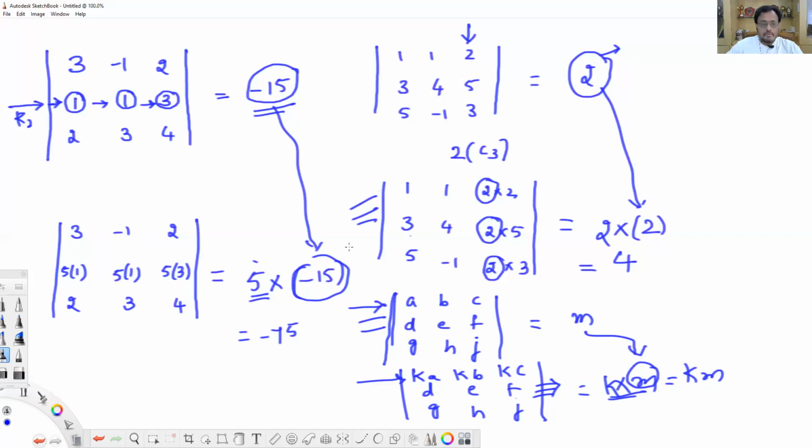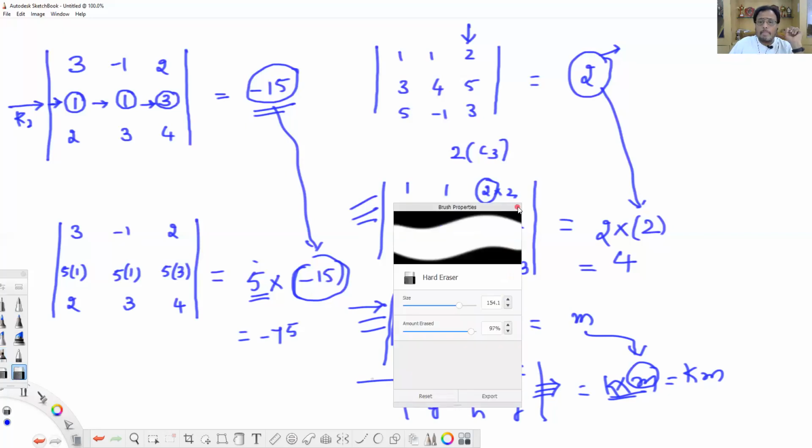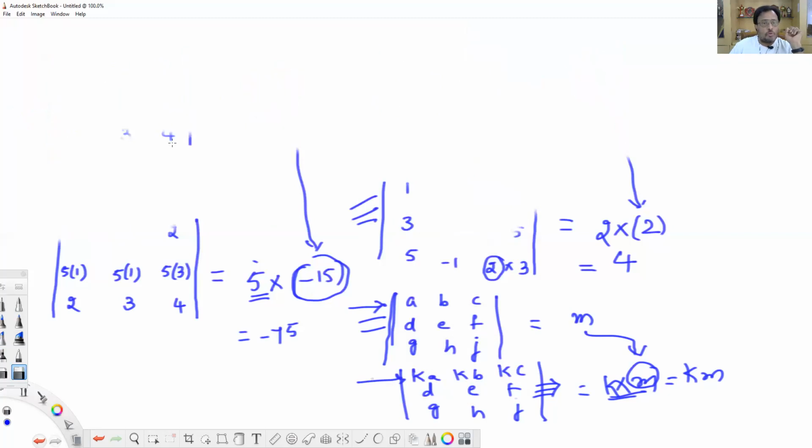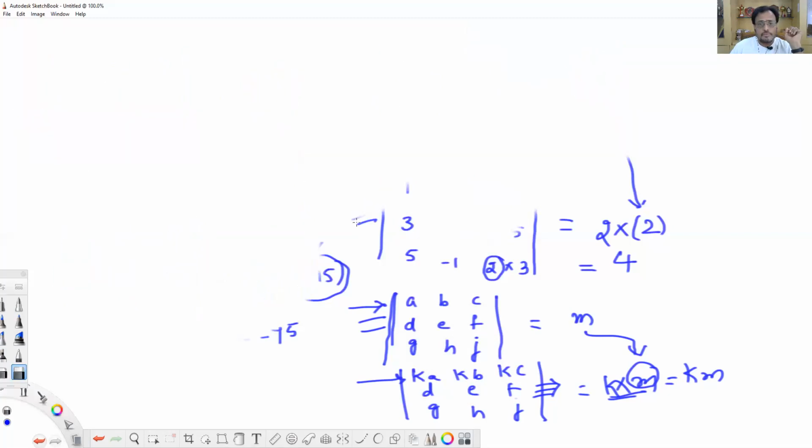So this is the one way to express property number 4. If you are not clear, once again I'll just give this idea of how to express property number 4.